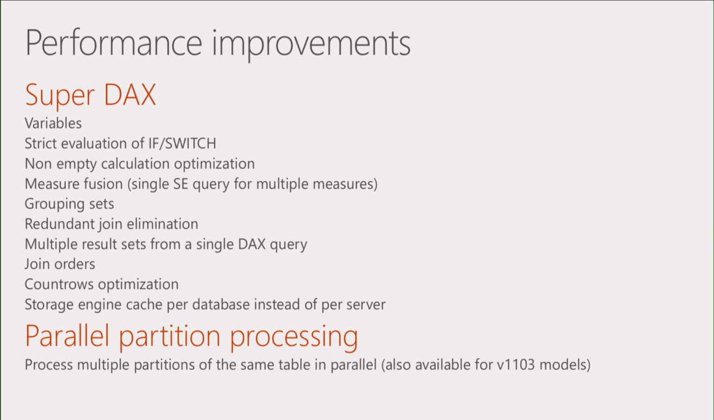So this feature is very important if you have large tables and you want to improve the processing time, provided that you have a fast enough server with enough memory. And this improvement is also available for models that run in the 1103 mode. So even if you do not upgrade your model to the new compatibility version, you get all the performance benefits, including the parallel partition processing if you need it.